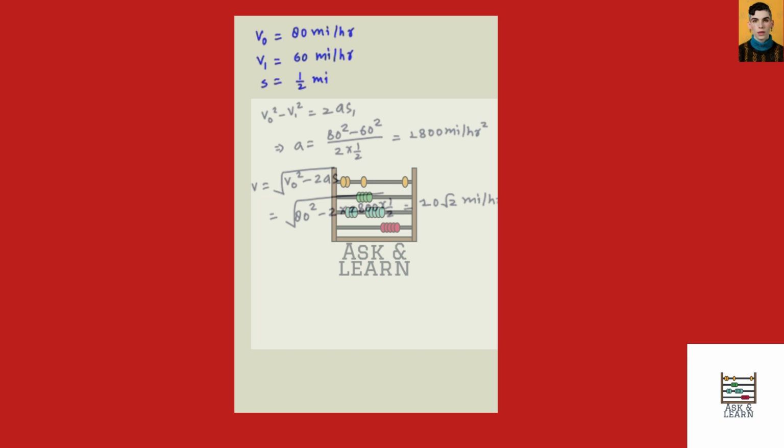Now the time of motion for the train, t train, will be equal to (v0 minus v) divided by a. After substituting all the values we get 0.01847 hour, and this is equal to 66.5 seconds. The time for the car is stated to be 4 seconds less than the train, so the time for the car tc will be t train minus 4. This comes out to be 62.5 seconds.